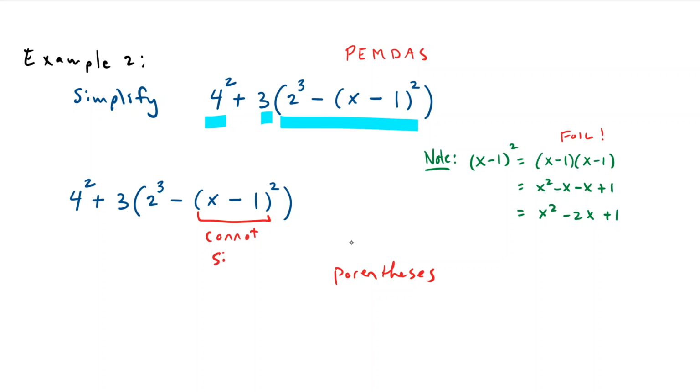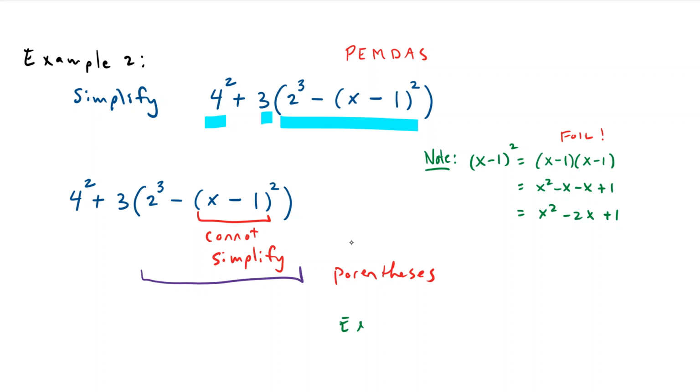We can't simplify x minus 1, so let's look at the next parenthesis out. And we can. There's stuff in there that we can simplify. So within that outer parenthesis, the next item in PEMDAS deals with exponents.